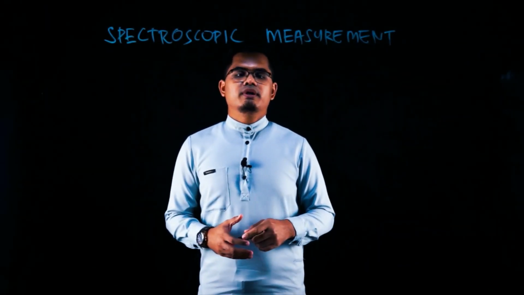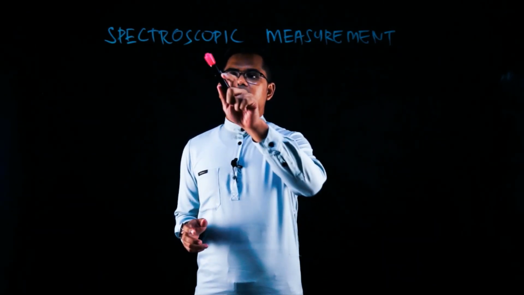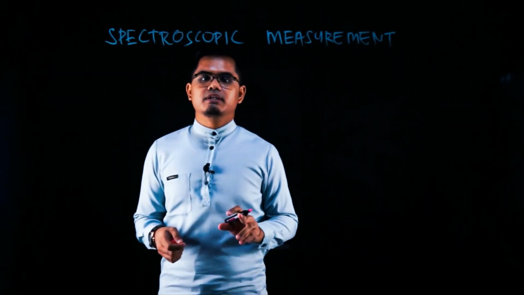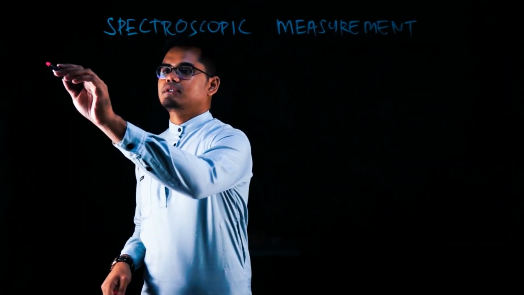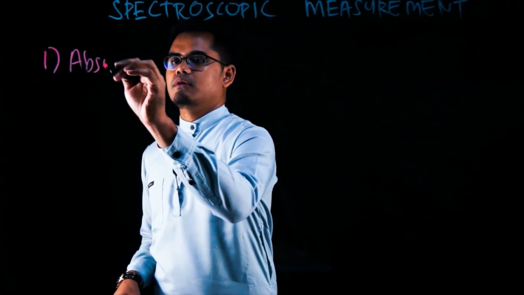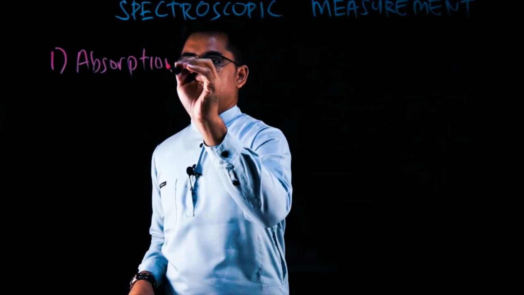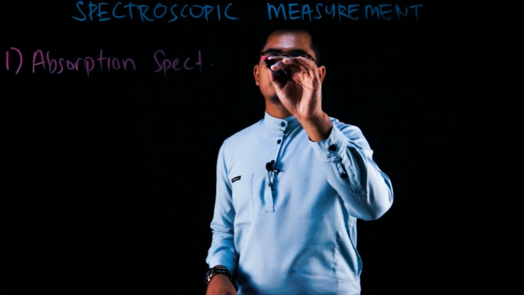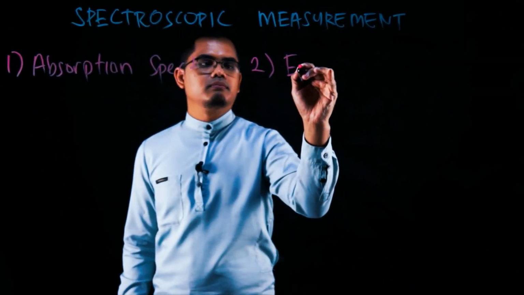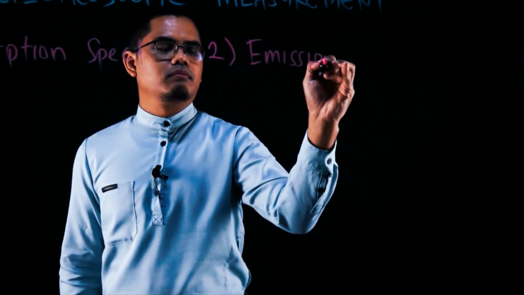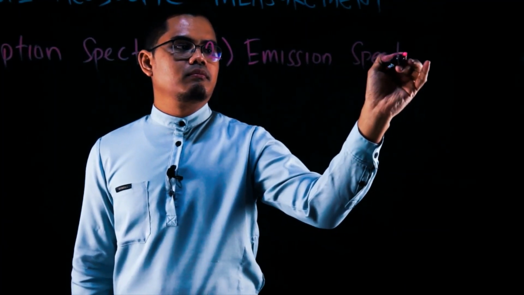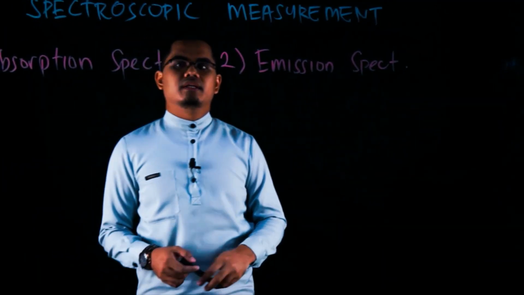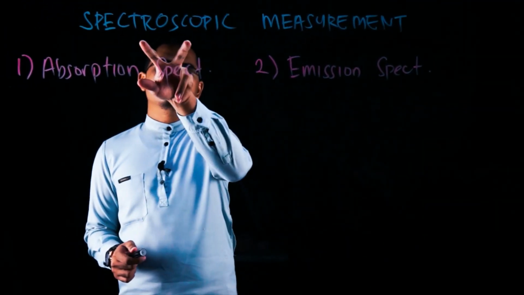Hello everyone, so today in this video I'm going to talk about spectroscopic measurement. Basically there are two processes in spectroscopic measurement. The first one is absorption spectroscopy. Another one is emission spectroscopy. Before that, we need to understand the definition of spectroscopy.